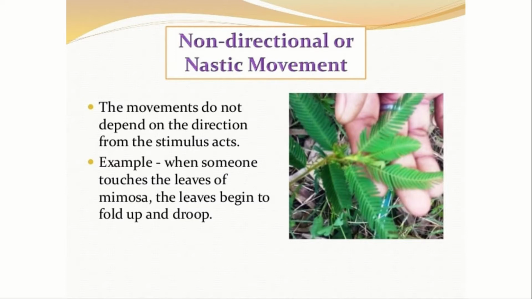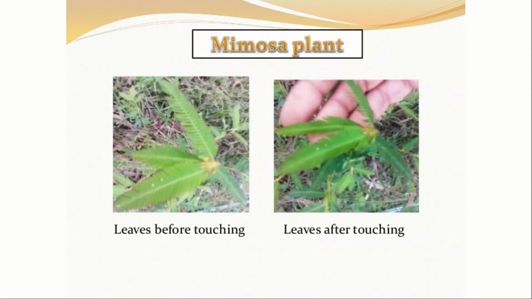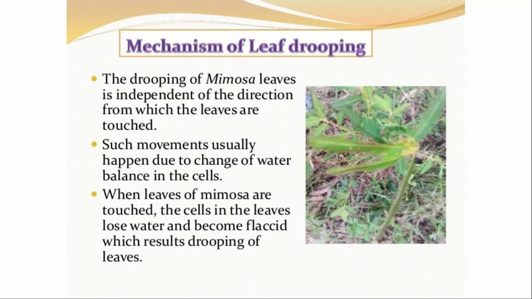Example, when someone touches the leaves of the mimosa. The biological name of the touch-me-not plant is Mimosa pudica. And the leaves begin to fold up and droop. Here are the leaves before touching and leaves after touching. Now the mechanism of this leaf drooping. The drooping of mimosa leaves is independent of the direction from which the leaves are touched.